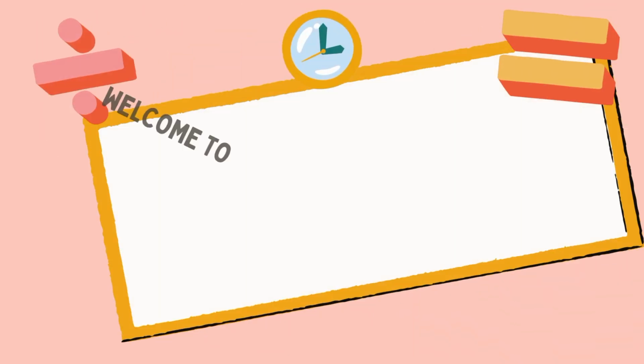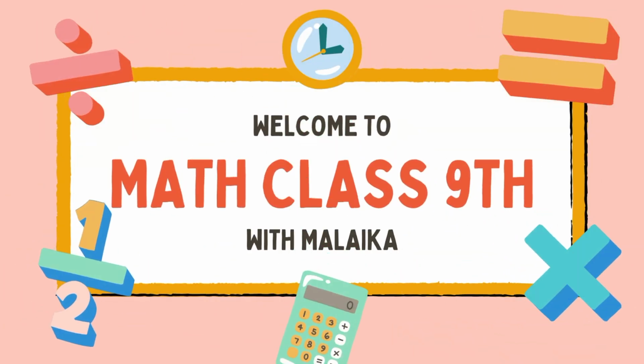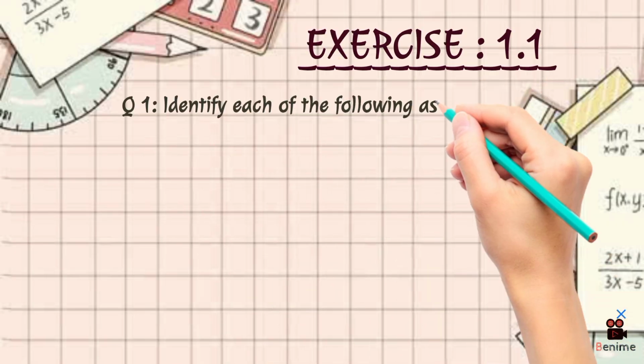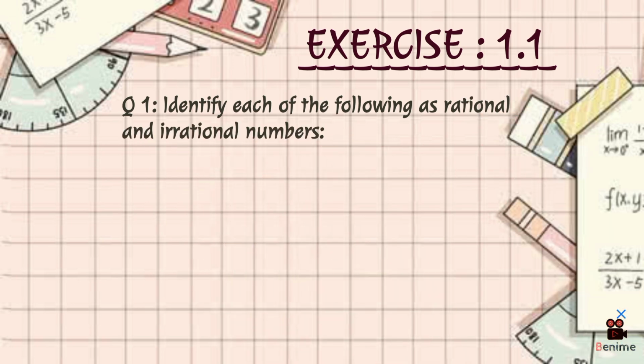Hello students. Today, we will solve Class 9 Maths Chapter 1 Exercise 1.1 step by step. Question number 1. Identify each of the following as rational or irrational numbers.